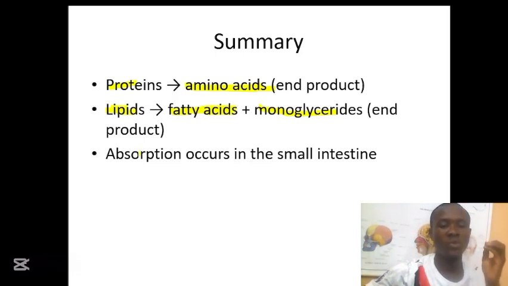And the absorption of the lipid and the protein occurs in the small intestine, although they have to use various means for them to be absorbed into the bloodstream.